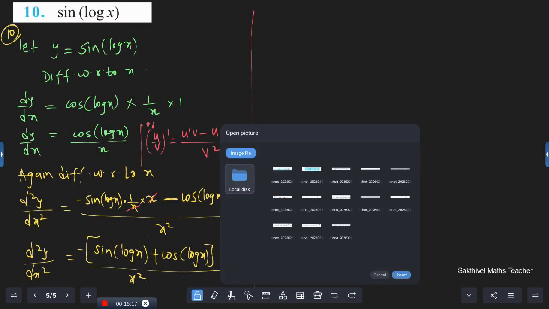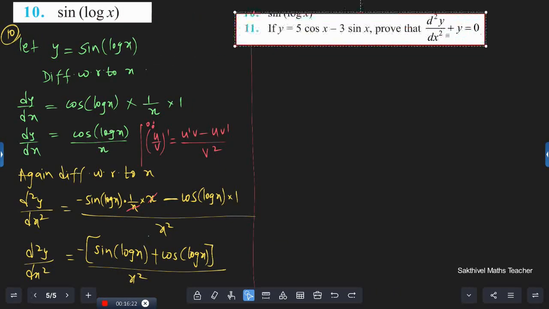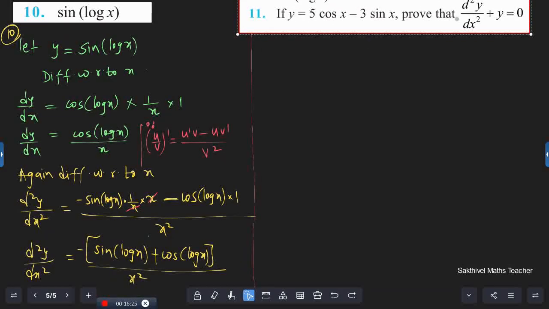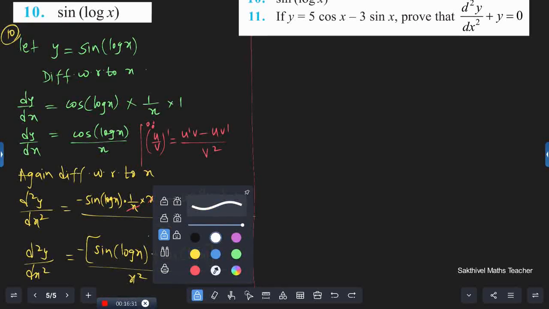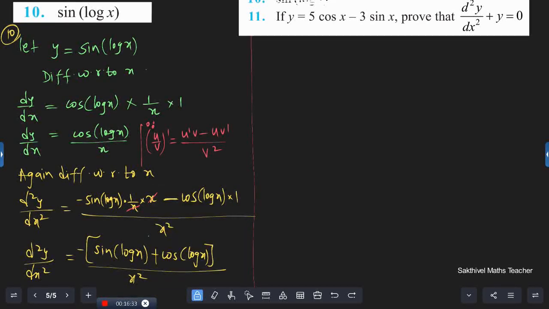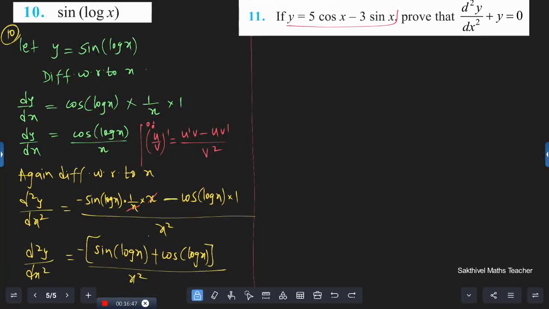And question number 11. Question number 11. Write fast, Raja. Question number 11. See, they gave y and we have to prove this result: double derivative plus y equal to 0. Very simple question only. Okay, easily we can go.